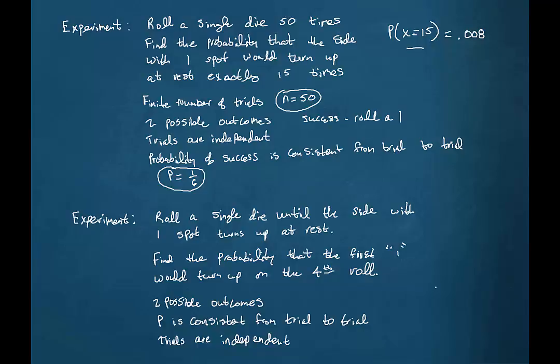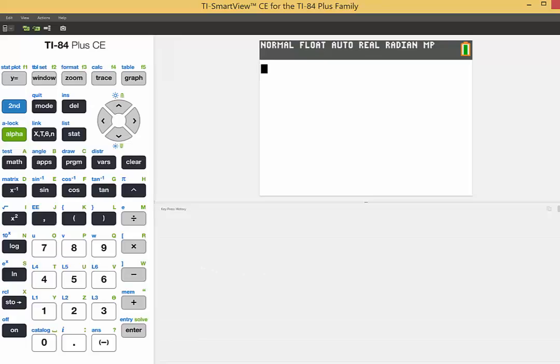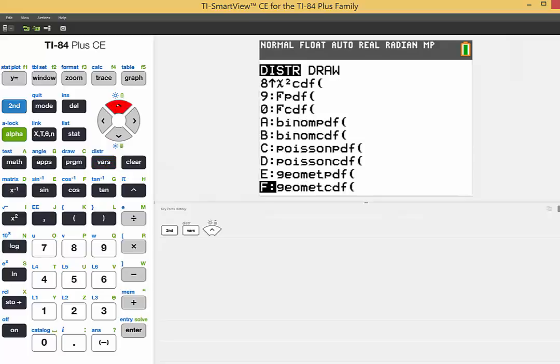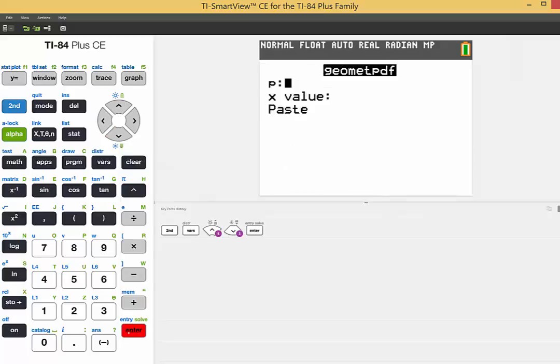So this then is going to be a geometric probability, where, because we had a finite number of trials, we had a binomial probability. To find this geometric probability, we'll push second, variables distributions, and then go over to geometric PDF. And we'll hit enter. And then we have P, the probability of a success. Well, it's the same. It's a sixth.